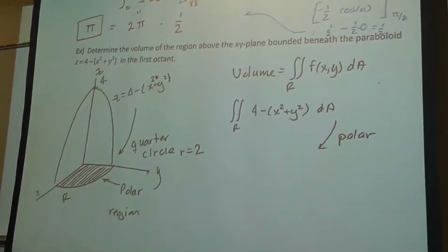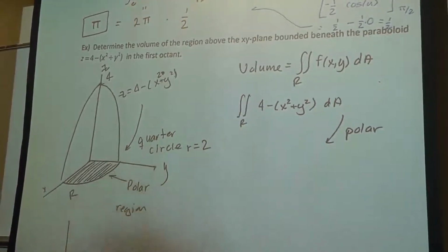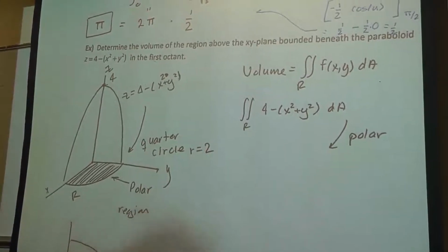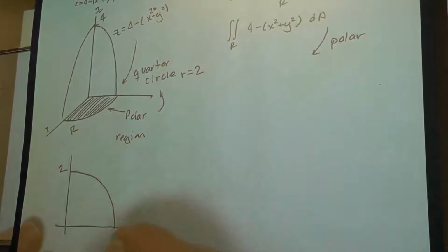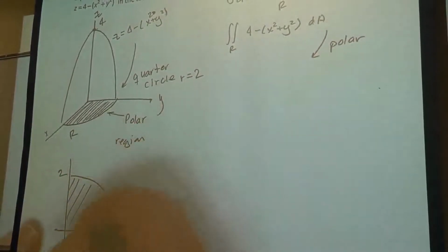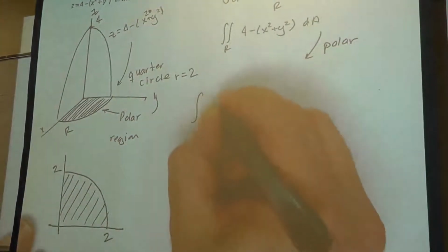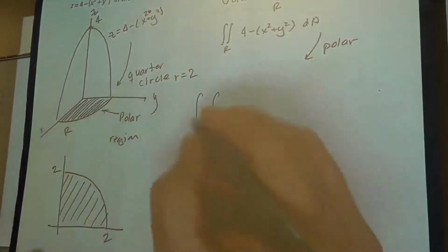So, looking at your underlying region R, since you're in the first octant, we're isolating this to the first quadrant. So that shaded region here is essentially this region in the XY plane. What would that represent as your theta limits? 0 to pi over 2. Theta, 0 to pi over 2 for theta.